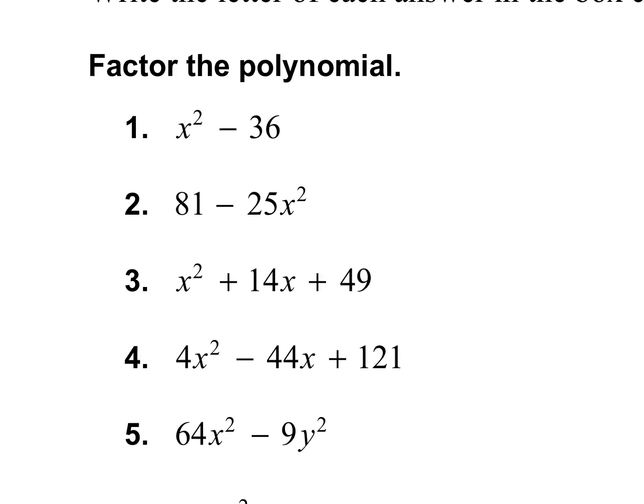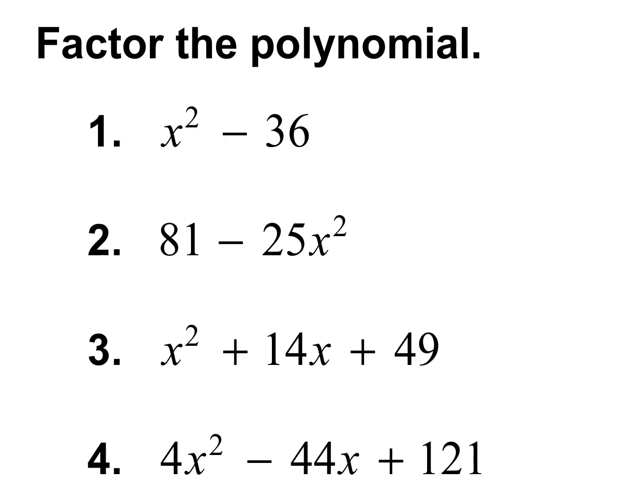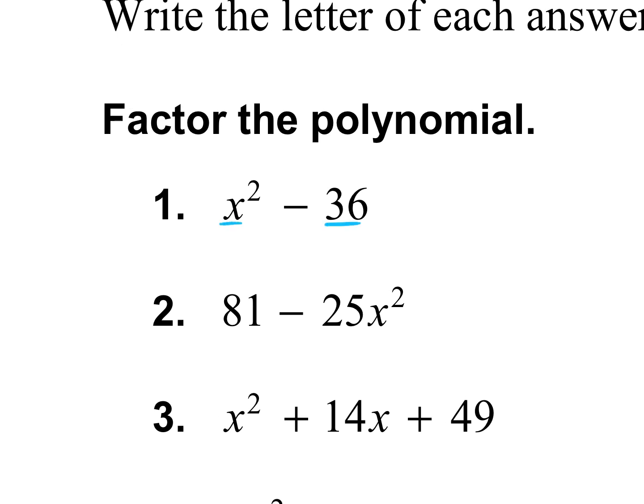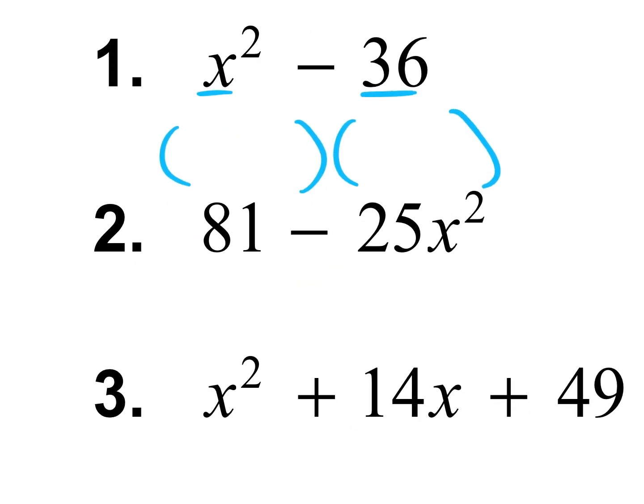All right, so for number 1, to factor difference of squares, when it's 2 terms, it ends up in 2 parentheses. What times what gives us x squared? X times x. And what times what gives us 36? 6 and 6. So this would be x plus 6 and x minus 6.